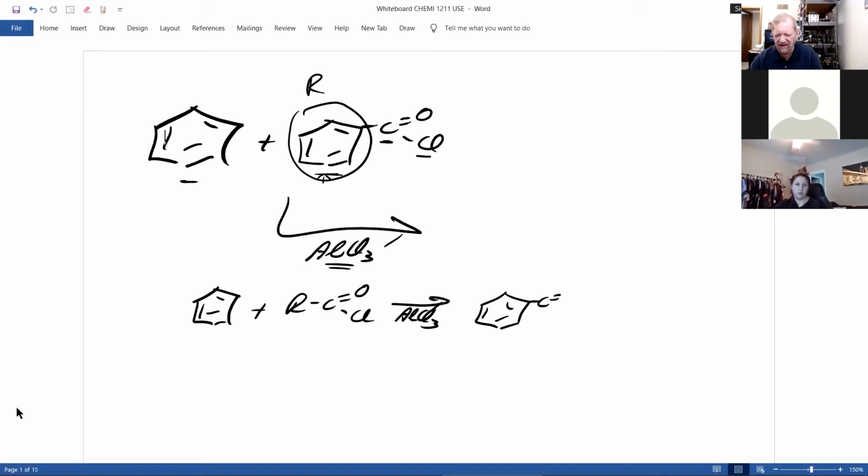An aromatic ketone. What's my R group? Benzene ring. So I have my benzene ring, my carbonyl, carbon double bond to oxygen, and another benzene ring. And this is called benzophenone.